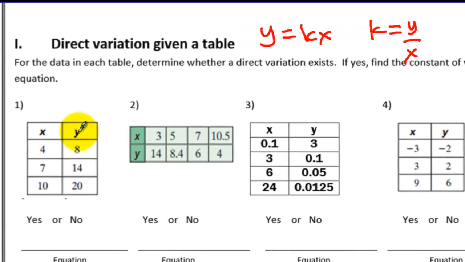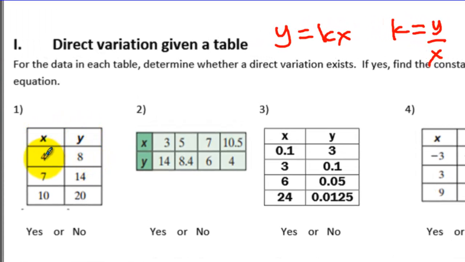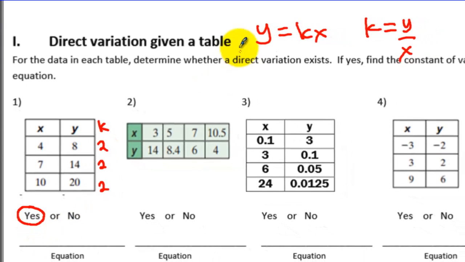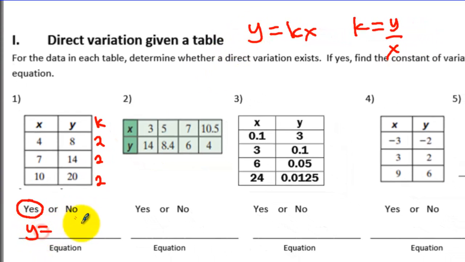So here, we just need to divide y by x. 8 divided by 4 is equal to 2, and this will be our k. 14 divided by 7 is also equal to 2. 20 divided by 10 is also equal to 2. Since my constant of variation, or the slope, are all the same, we can say that this is a direct variation. What will be the equation? It will be y equals kx, but the k here is equal to 2, so it will be y equals 2x.